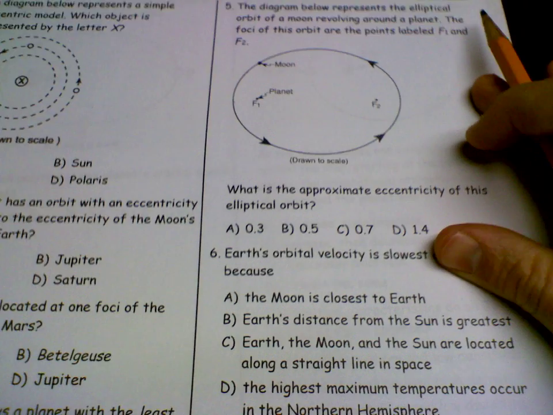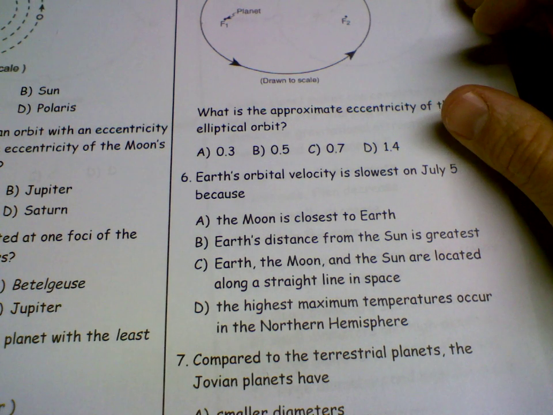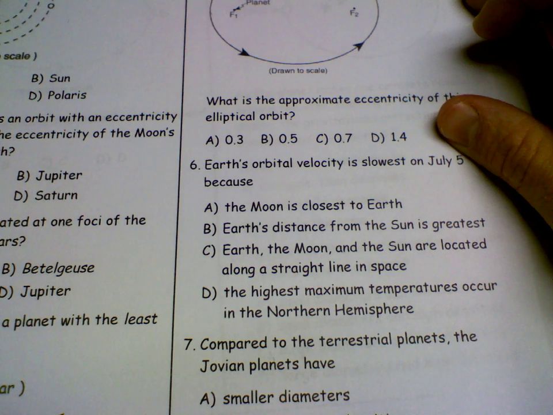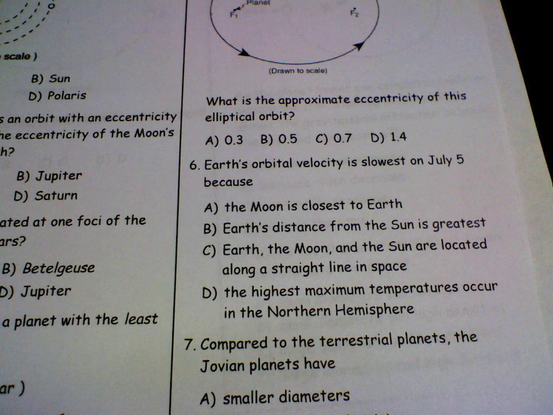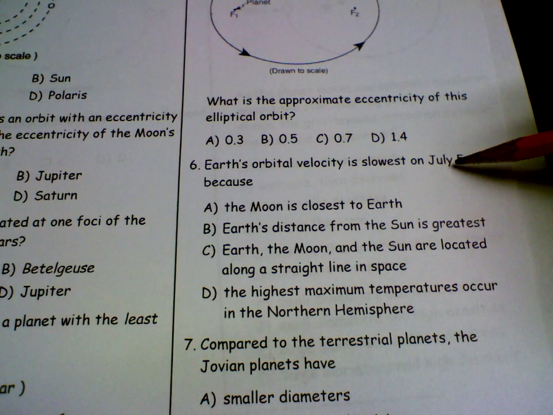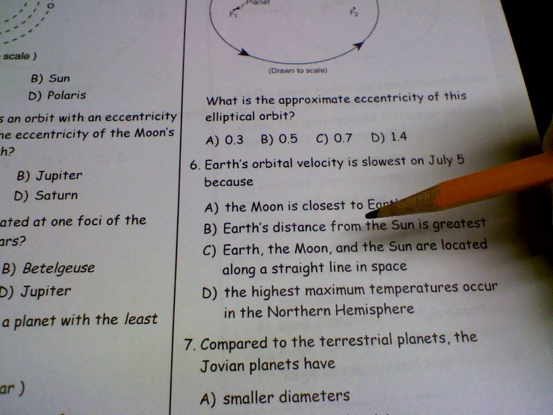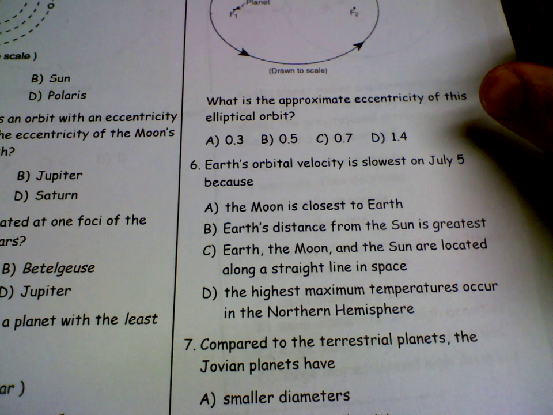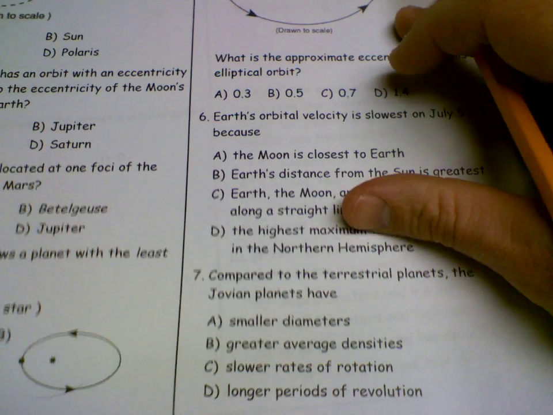Earth's orbital velocity is slowest on July 5th. I don't know if you remember, I talked about perihelion and aphelion. Aphelion means A for away, and the closer we are to the sun, the more gravitational pull we have. So therefore, July 5th, we're actually further away. So the correct answer for number six is B. We are furthest from the sun actually in the summer, and that's why we move slower in our orbit. The sun is not pulling at us.